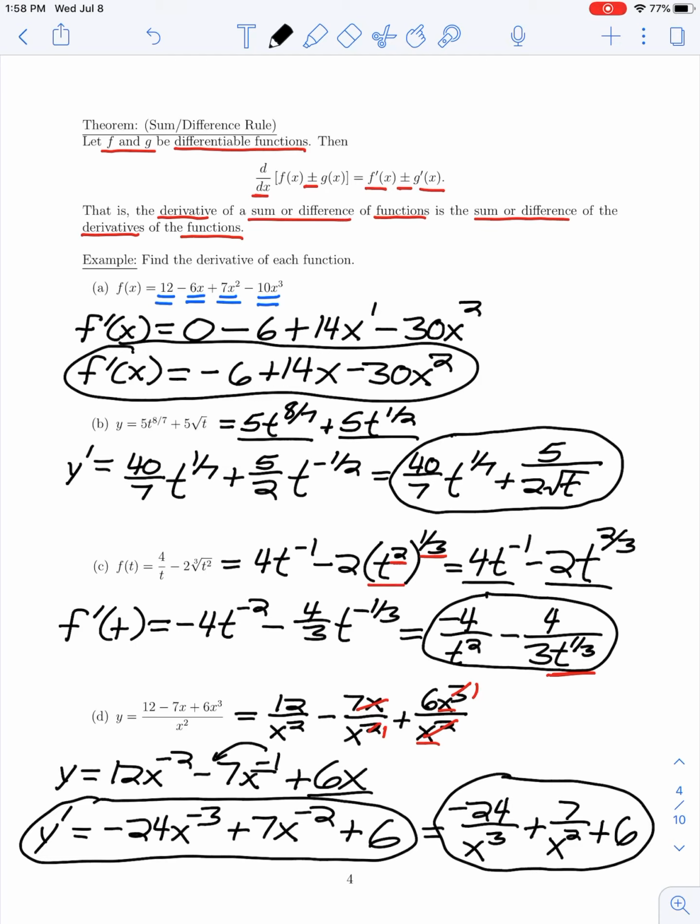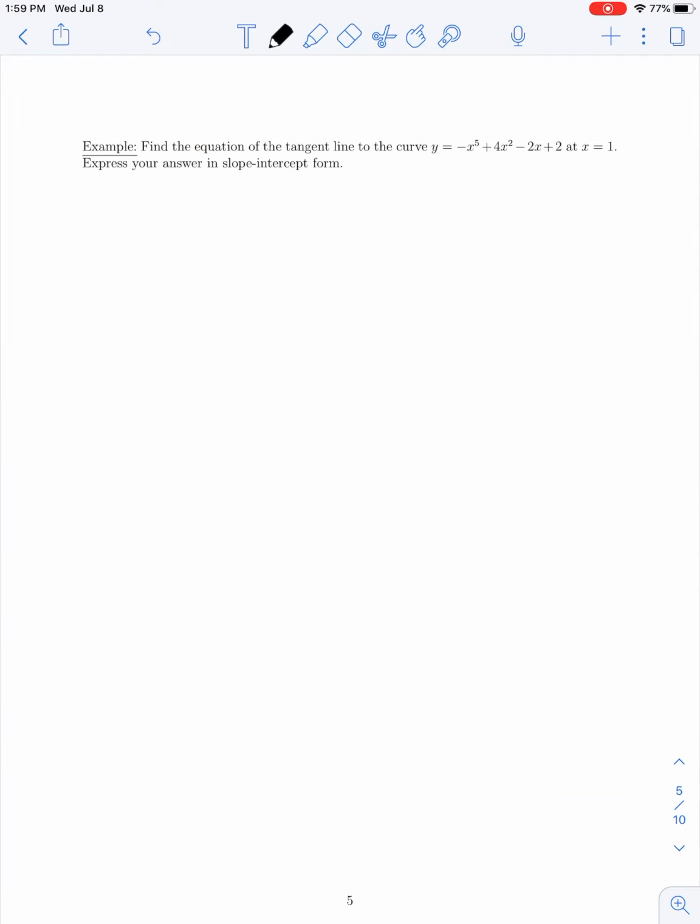So now that we have these techniques or these simple rules for finding derivatives of some basic functions, let's look at an example that's similar to what we saw in the previous section. We want to find the equation of the tangent line to the following curve at x equals 1, and then express our answer in slope-intercept form.